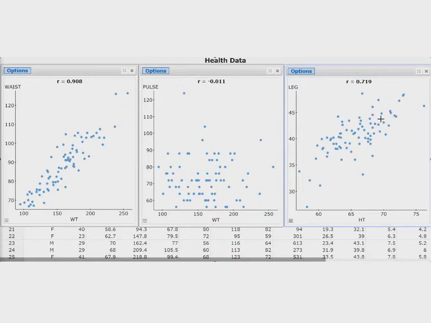And last of all, this one on the right looks like it has a positive trend. The points seem to be going up from left to right. Not in a very obvious straight line pattern, but they do seem to be trending up. Notice this one has an R value of 0.719, so it's not nearly as close to 1 as the one on the left of the screen. That one was 0.908, and there was a much clearer linear pattern. This one is 0.719, and there's a pattern, but it's not super clear.